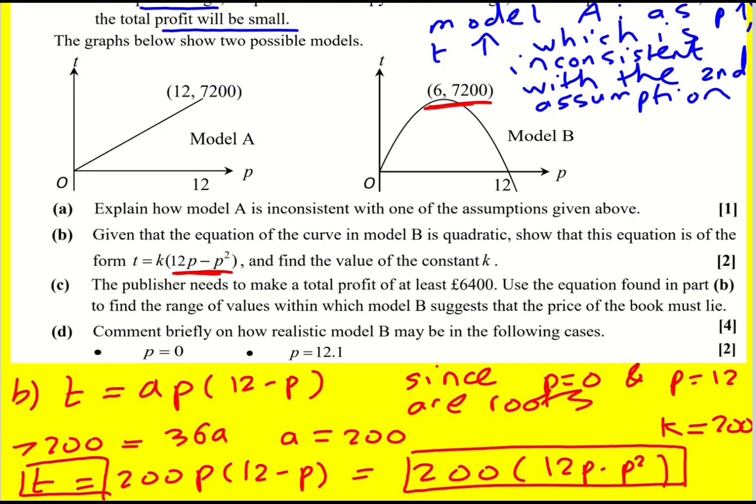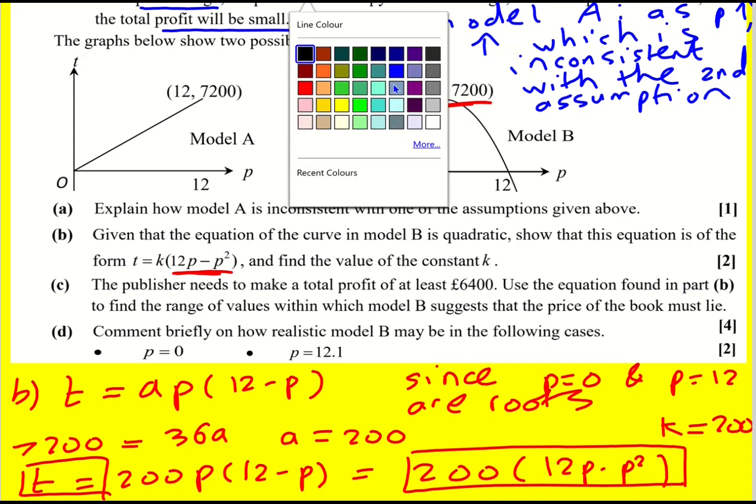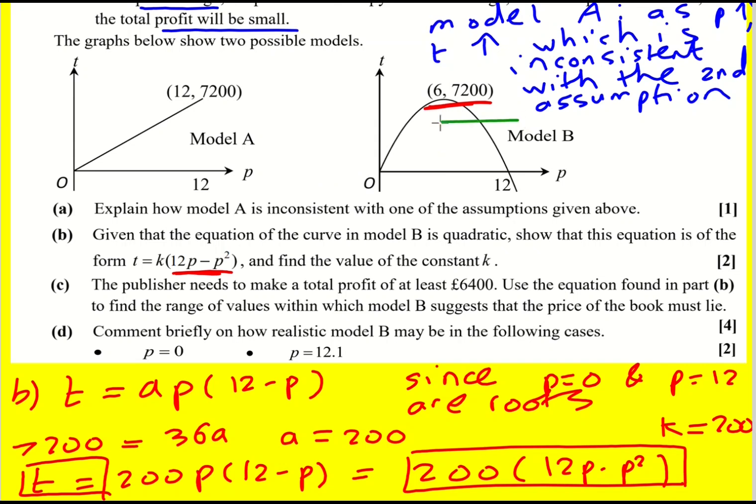Great. The publisher needs to make a total profit of at least 6,400. Use the equation found in part b to find the range of values within which model B suggests that the price of the book must lie. So I'm just going to draw a little line on my graph, like here, for example. And this is where the profit is 6,400. So I'm going to get a minimum price and a maximum price, and it's going to be in between.